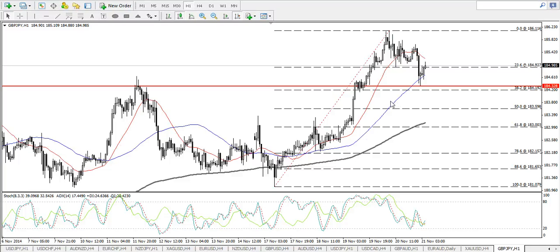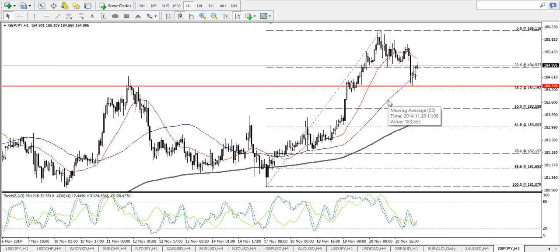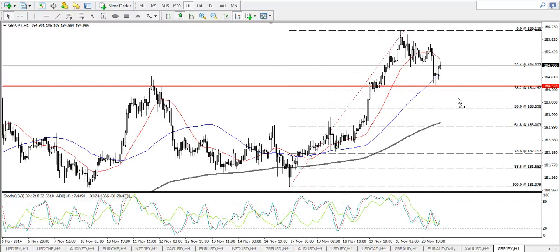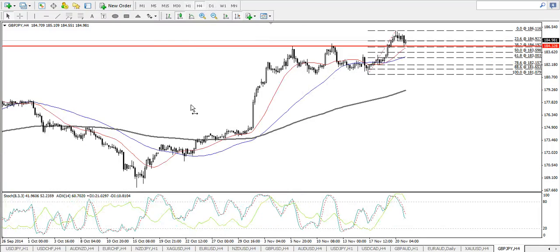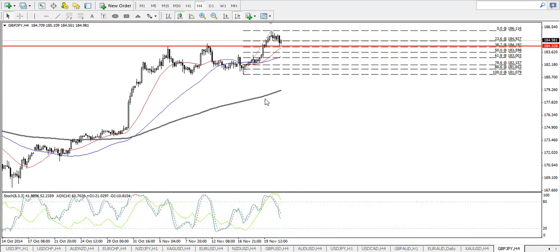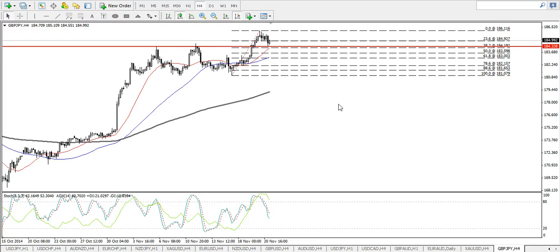So that actually gives a signal to long, or rather that could be the end of the retracement that we're seeing right here. And yes, that could be one trade opportunity over here to go for long to run the trend for the pound against the Japanese yen.